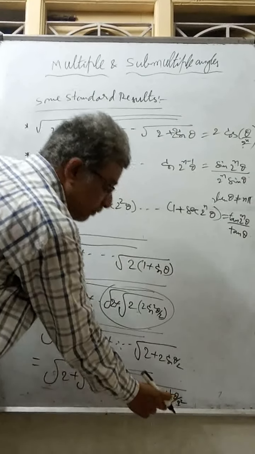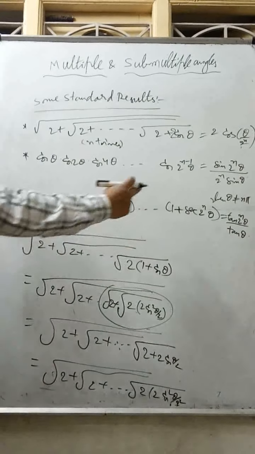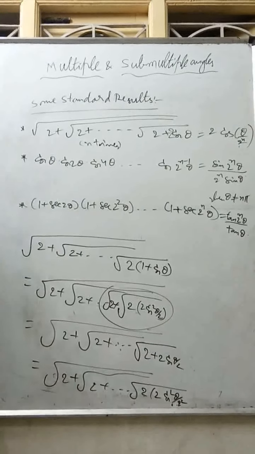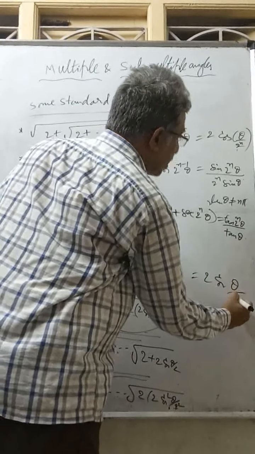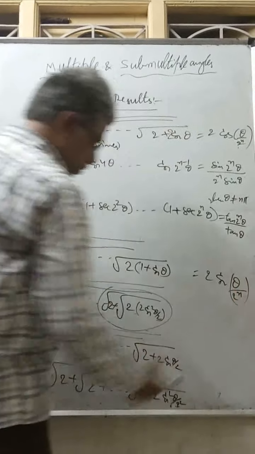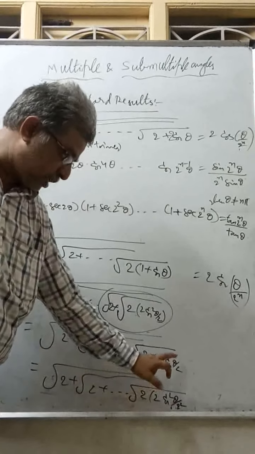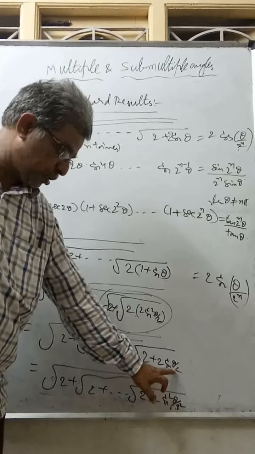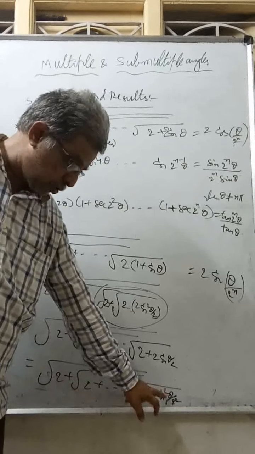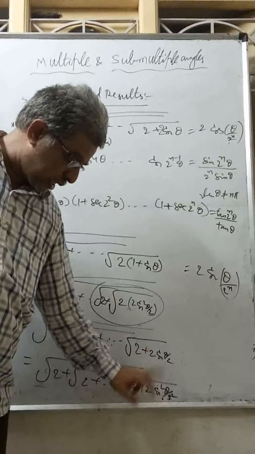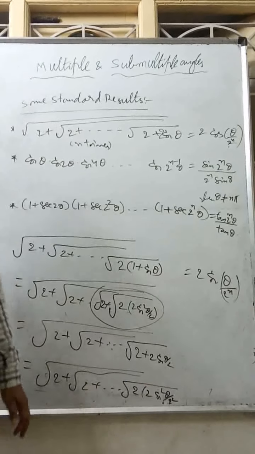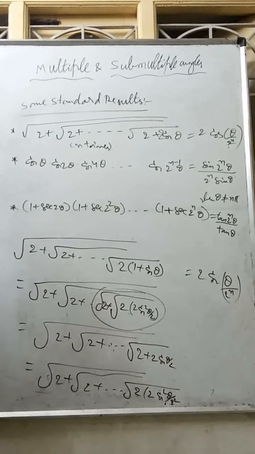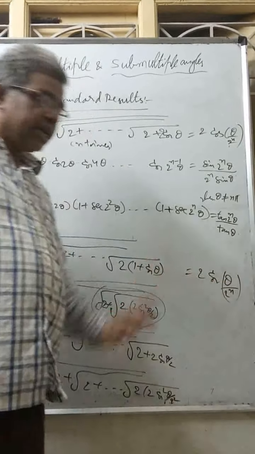Like this for n times if I continue, it becomes theta by 2 power n. So the final result is 2 cos theta by 2 power n. This is theta by 2 square. First time it is theta by 2 when it is coming out of the root. Now second time this is cos square theta by 2 square, so root and square get cancelled as usual, and it becomes cos theta by 2 square for the second time. Third time theta by 2 cube, and so on, for the nth time theta by 2 power n.